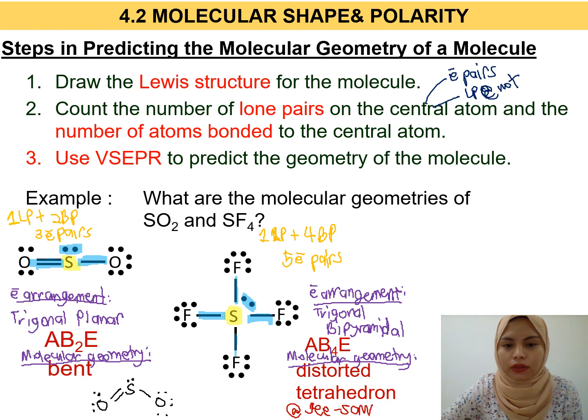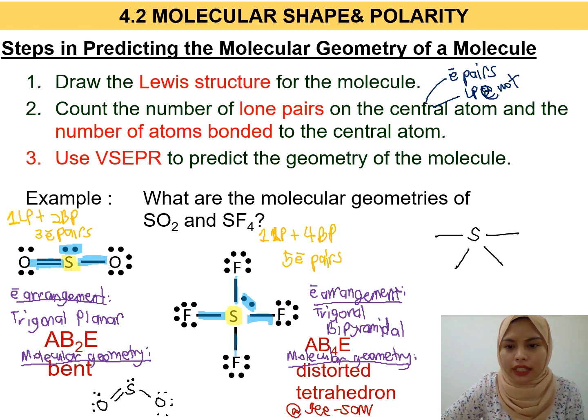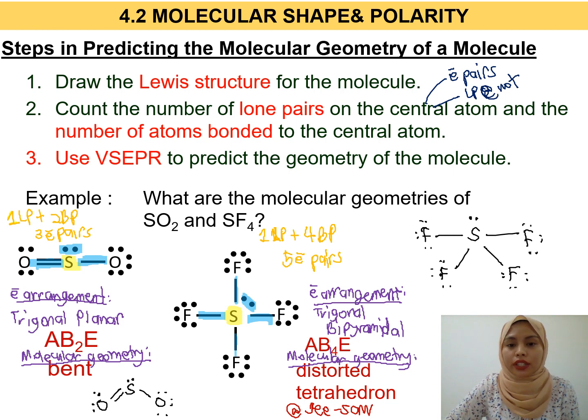So the way you want to draw seesaw in SF4, it will look something like this. Okay, macam bentuk jongkang-jongkir. So you lukis the rest of the F with lone pair at the F. Okay. So that's how you determine the molecular geometry of your molecule. Kenapa kalau let's say molecule tu dia ada lone pair, dia punya electron arrangement tak sama dengan molecular geometry? Tak sama sebab Vesper teori cakap lone pair dengan bonding pair punya repulsion is greater than bonding pair repulsion.